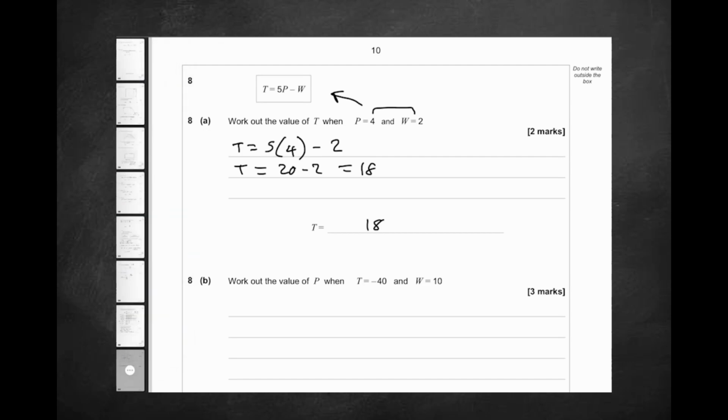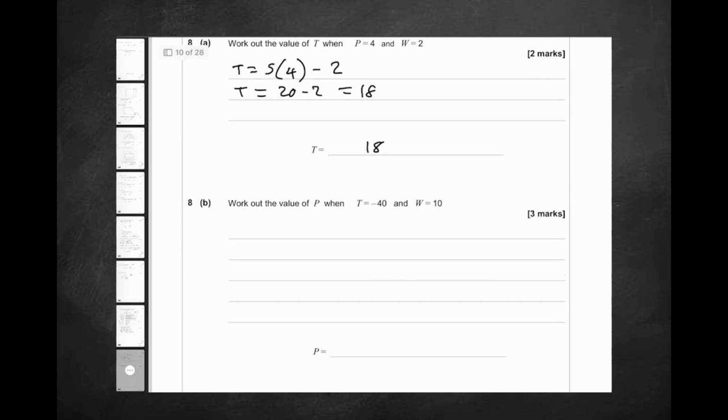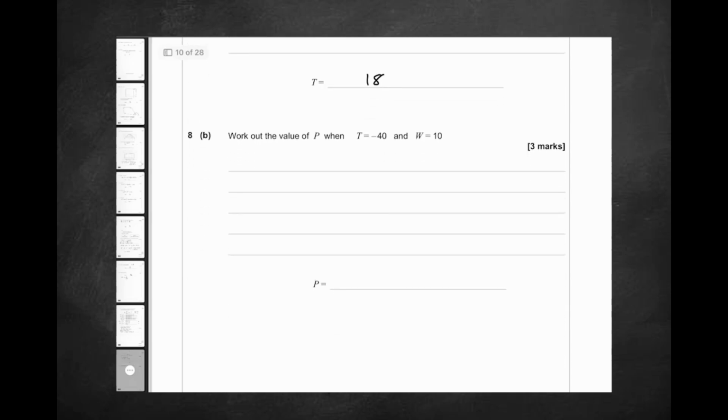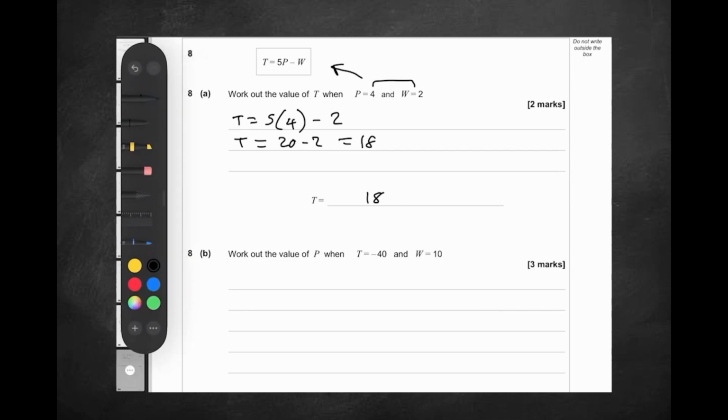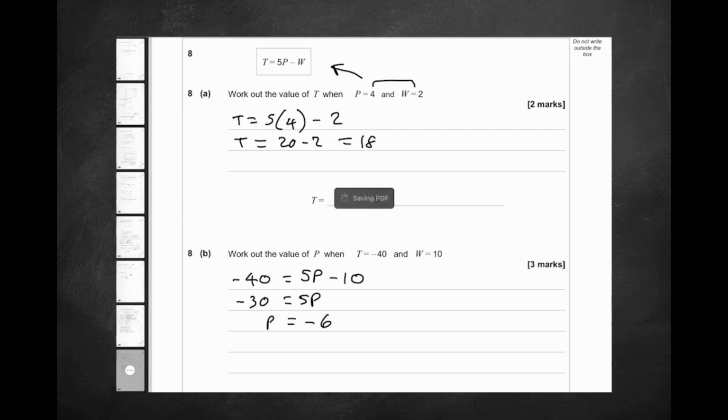Part B. Work out the value of p when t equals minus 40 and w equals 10. So we'll do the same thing. We'll put them in the thing above. So minus 40 by replacing the t with the minus 40 equals 5p minus w, so minus 10. We'll add 10 to both sides, so we get minus 30 equals 5p, and we'll divide both sides by 5, and we get p equals minus 6.